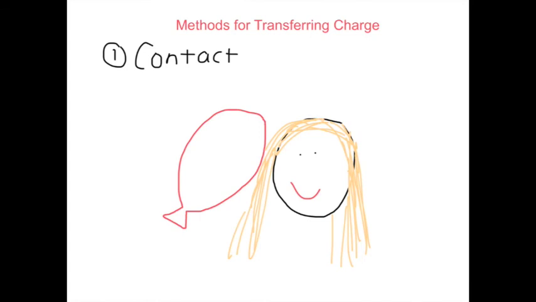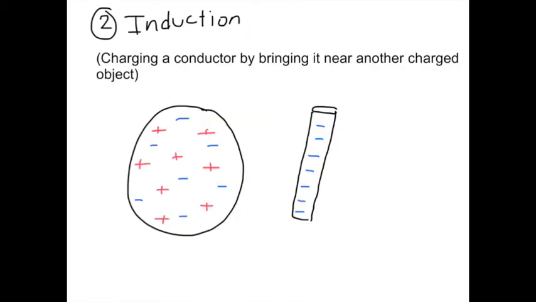There are a few main methods for transferring electric charge. The first is through physical contact. You saw this in the previous example, where a person rubs a balloon against their hair, transferring the charge just by touching the objects to one another. The second type of charge transfer does not involve physical contact. This is known as induction, which involves charging a conductor by bringing it near another charged object.